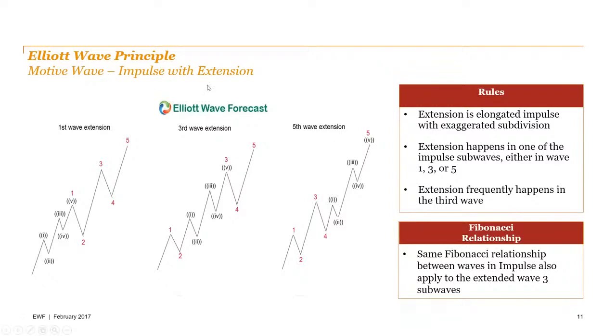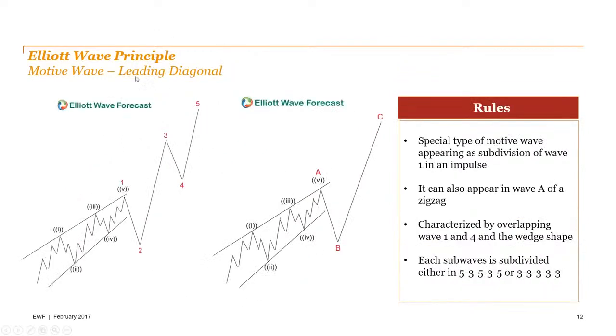All right, so this is impulse with extension. The relationship among the waves is very similar. Wave 3 should be the longest and all those things, and wave 2 is 50%. So this is just a variation of an impulse, nothing different. It's just with extension. Now another variation of 5 waves is the leading diagonal.